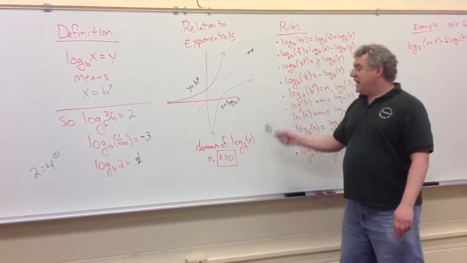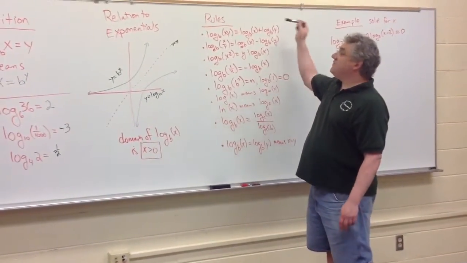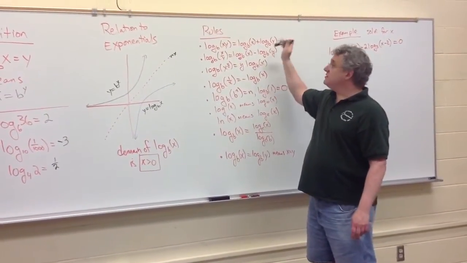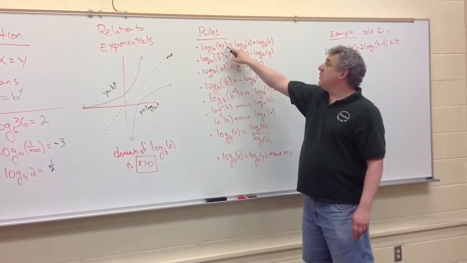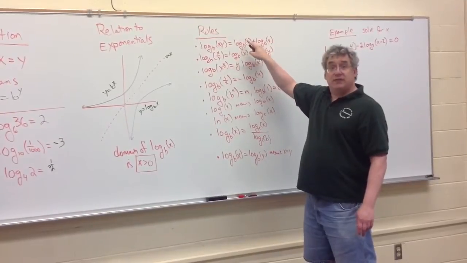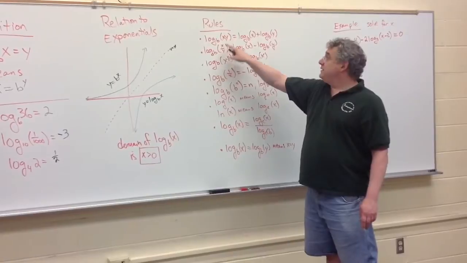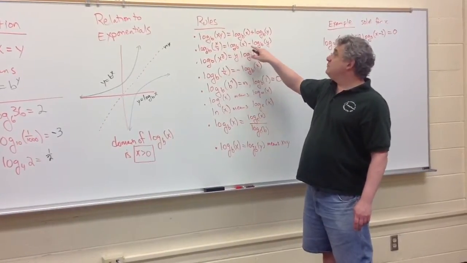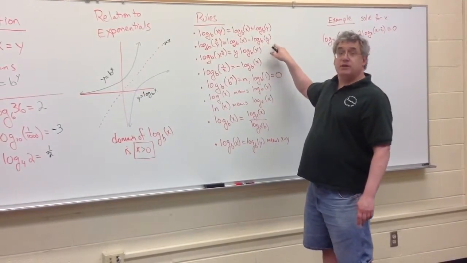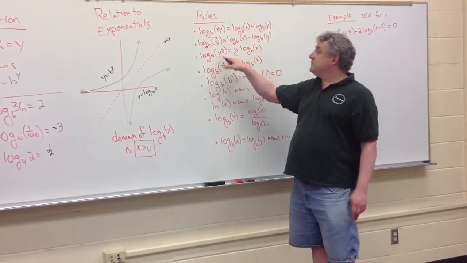So let's take a look at the rules. They're very much like the exponential rules, just reversed. Log base b of x times y is going to be the log base b of x plus the log base b of y. Log base b of x divided by y is log base b of x minus the log base b of y.